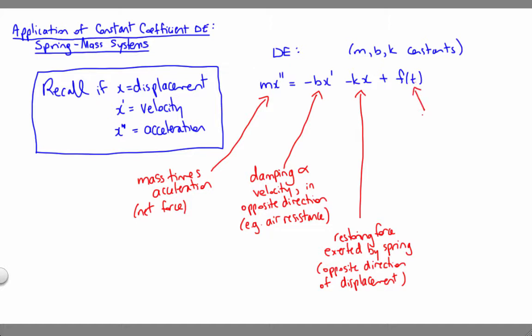Finally, f of t here, this represents any external force that's applied to the system. In most examples, this external force will be 0, but I include it here just so that we can have a comprehensive discussion. So now, reading this symbolically, we'd say, well, mass times acceleration is equal to the damping force plus the restoring force exerted by the spring plus any external force that's applied to the system.